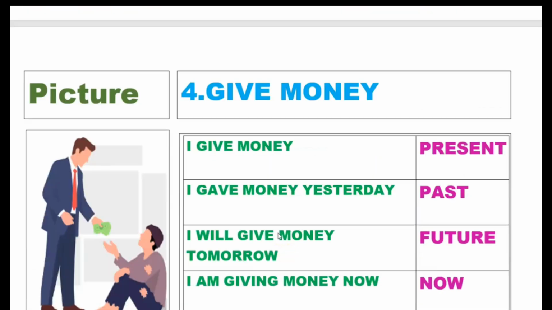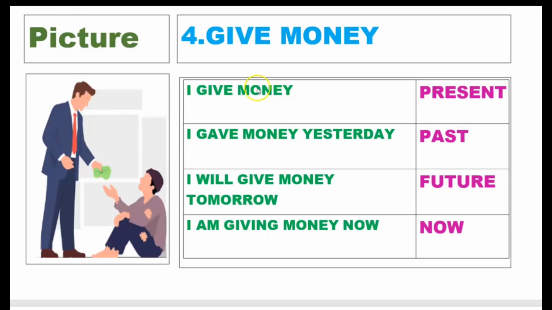Now, give money. I give money. Present tense. I gave money yesterday. Past tense. I will give money tomorrow. Future tense. I am giving money now.